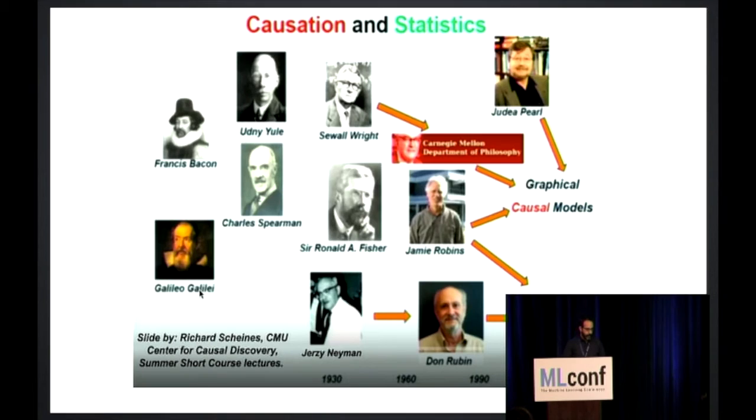This is a slide I shamelessly stole from Richard Scheines from CMU. They have an excellent center there on causal discovery, and they have a short course, even online, that I will link at the end. People have been thinking about causality forever, and it very deeply relates to the problem of interpretability, understanding what your models are trying to do, right?